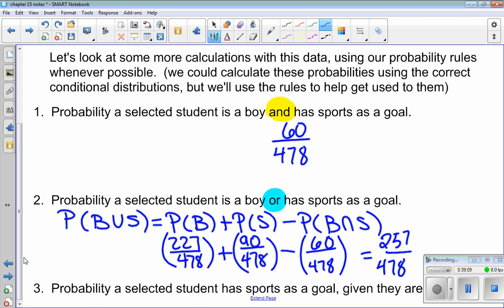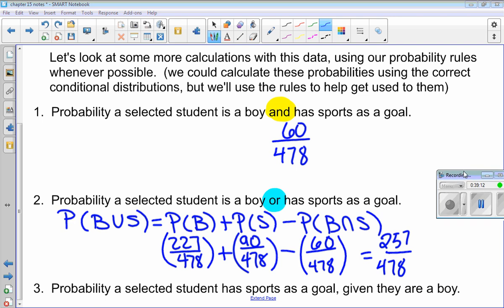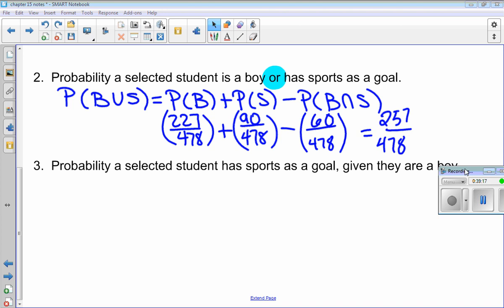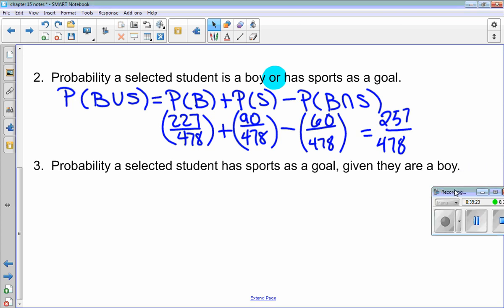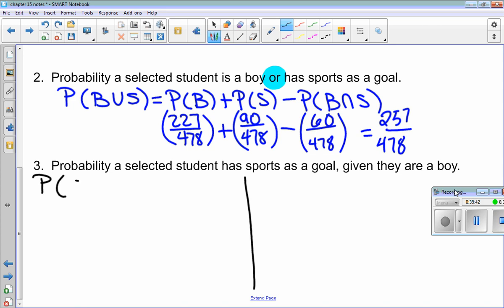Okay? Now, let's look at number 3, because number 3 is a little bit different. Look at the wording of number 3's question. The probability that a selected student has sports as a goal, given that they are a boy. Okay? So, let's write this in context first. And we're actually going to do it 2 ways. First way, we're going to use the formula. The probability that they have sports as a goal, given that they were a boy. So that's what I'm looking for.